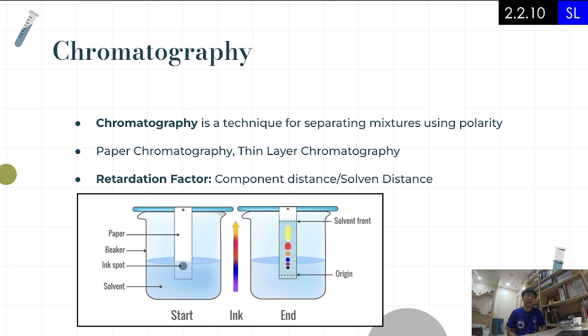More polar molecules will go further with the solvent, and less polar or nonpolar molecules won't go as far with the solvent. So we can calculate the retardation factor: how far the mixture traveled versus how far the solvent traveled. That's a typo, yeah, I made these slides. By looking at the retardation factor, we can distinguish which part of the mixture is more polar than another, depending on which solvent you're using. On the other hand, if you're using a nonpolar solvent, then nonpolar substances will run further and have a greater retardation factor than polar substances.